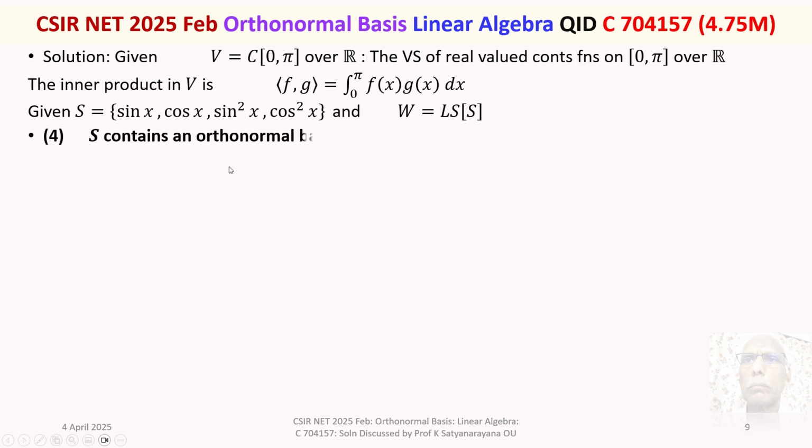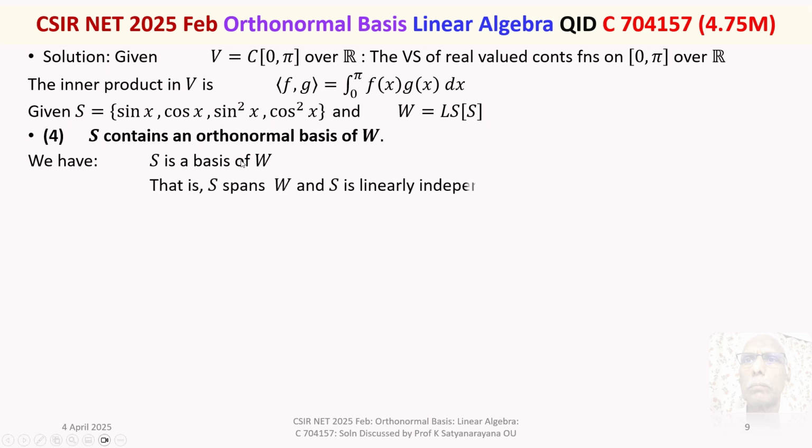Option 4. S contains an orthonormal basis of W. That means, can a subset of S be an orthonormal basis of W? We have S is a basis of W. First of all, note down this. That is, S spans W and S is linearly independent. That's the meaning of S is a basis of W.